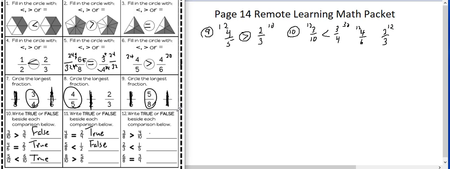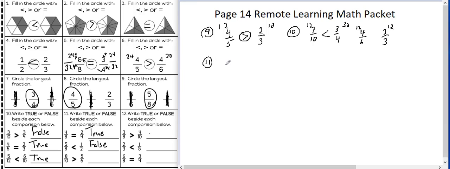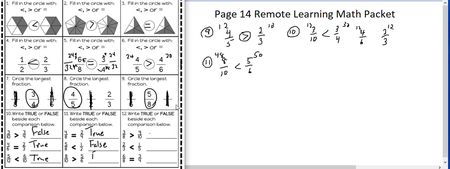8/10, that's greater than 1/2. 5/6 is greater than 1/2. So this one I'm just going to come over here and do my work real quick. I have 8/10 and 5/6. 6 times 8, 48. 10 times 5, 50. And that is not what they have. See, 8/10 is actually less than 5/6. So that would be false.